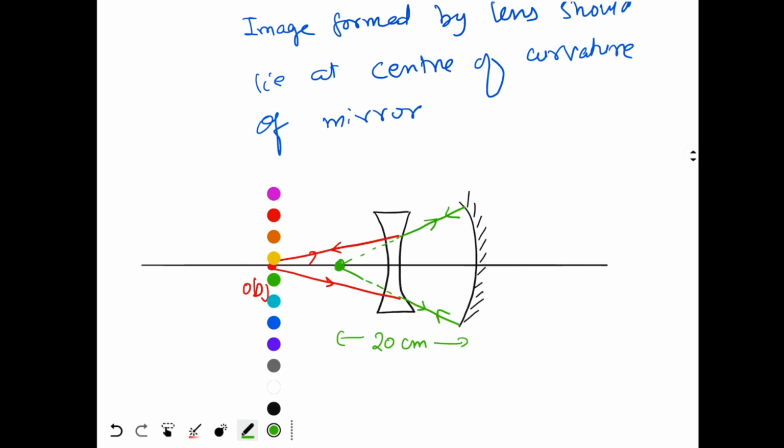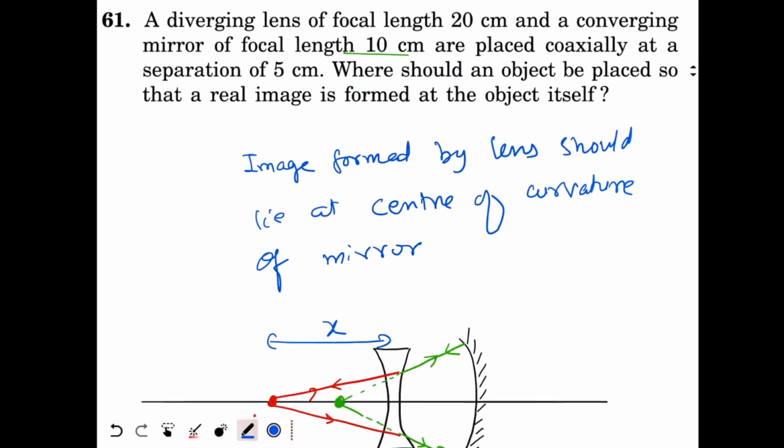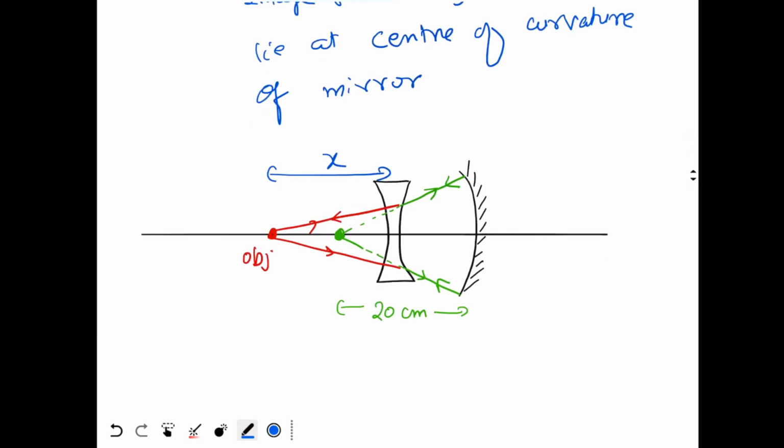So that's it. Now let's say that this distance is x, okay, and the separation between the mirror and the lens is 5 centimeter. This is given to be 5 centimeter. So this will be how much? Whole is 20 length. This is 5. So this will be 15 centimeter. So image is formed at 15 centimeter behind the lens.